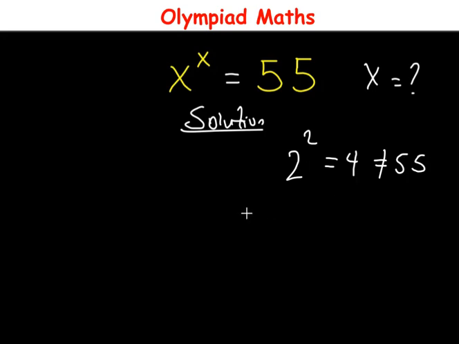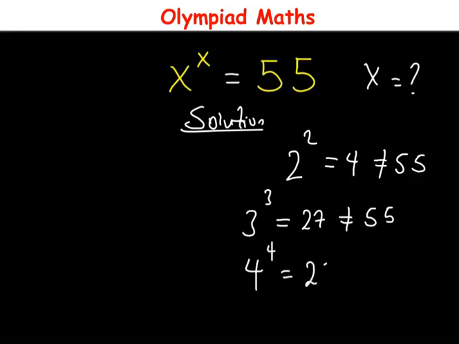Now if you try 3, 3 raised to power 3 is equal to 27, and it's obviously not equal to 55. Now let's keep on by testing 4. 4 raised to power 4 is 256, and this is also not equal to 55.